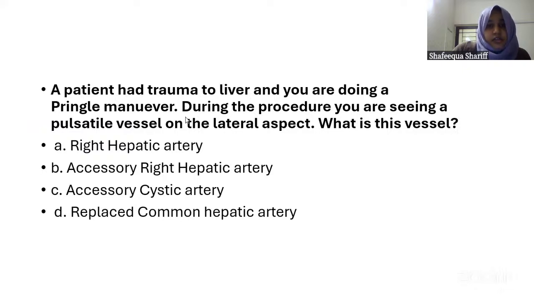So coming to the next question. A patient had a trauma to the liver and you are doing a Pringle maneuver, which you'll do to control bleeding at that time. During the procedure, you're seeing a pulsatile vessel on the lateral aspect. What is this vessel?